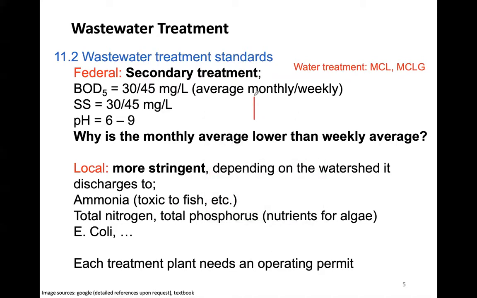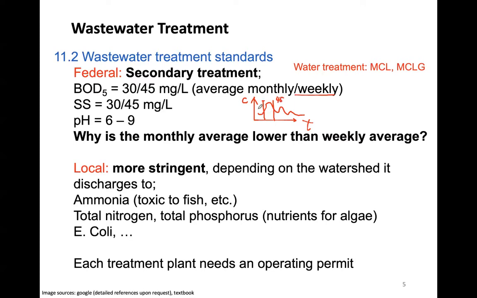let's say we plot the concentration of the contaminants as a function of time, right? What's going to happen is we're going to have fluctuations. Sometimes we can have very high concentration, sometimes very low concentration, right? So if we do the weekly average, then maybe we will conduct the measurement at these high concentrations here, right? But still, as long as the concentration is below 45, then we say that it's good, right?